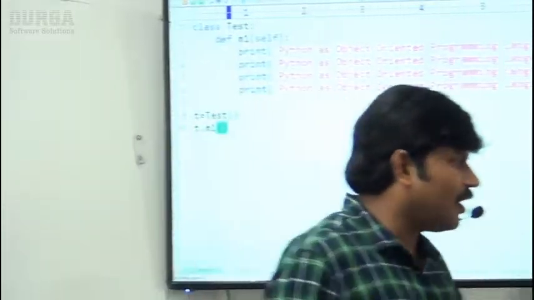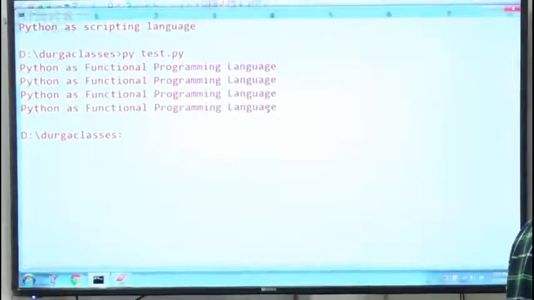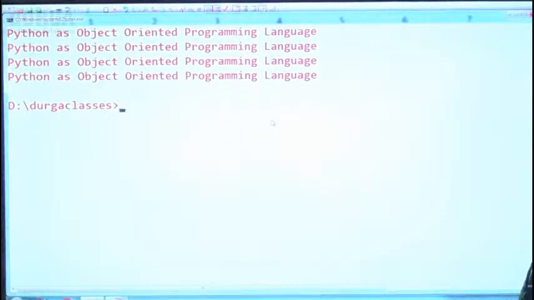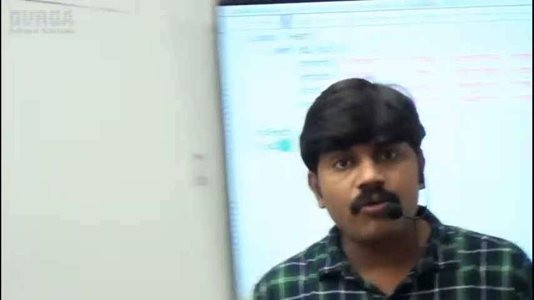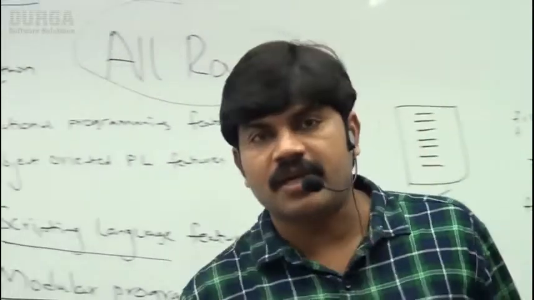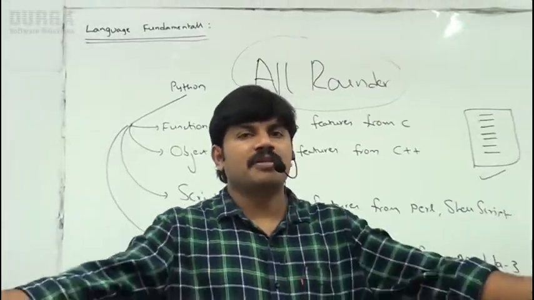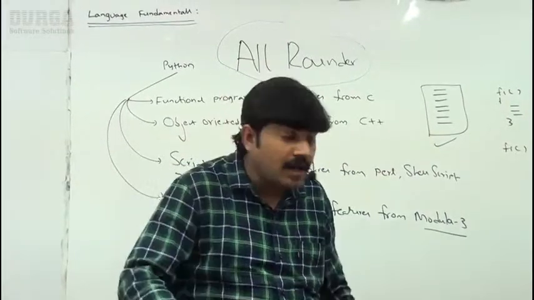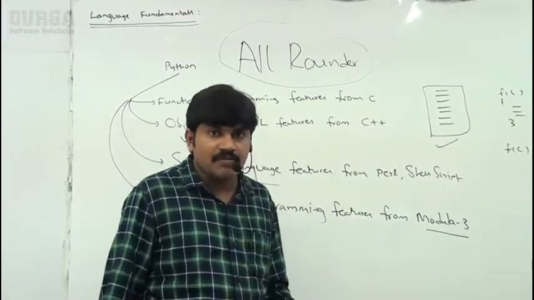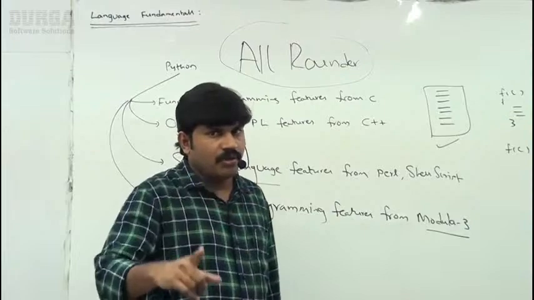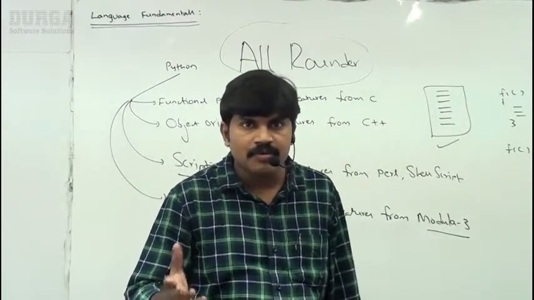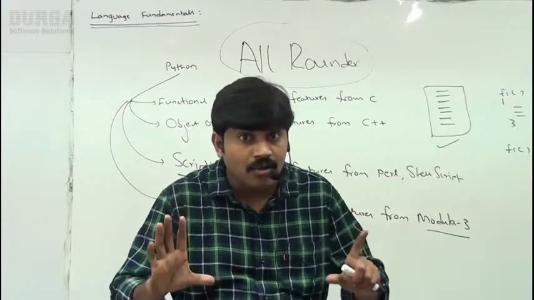That's it. Okay, now let me execute this code. Python, yes, object oriented. Python is an object oriented programming language, right? Now in an interview, there may be a chance to be asked, what is Python? Is it a functional programming language, or object oriented, or modular, or a scripting language? The simple answer you have to tell: Python is an all-rounder.